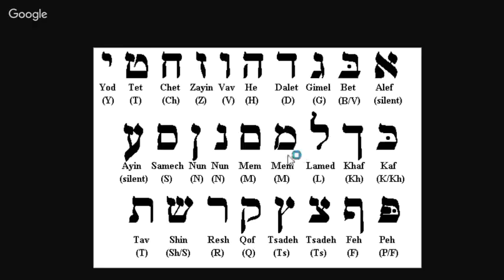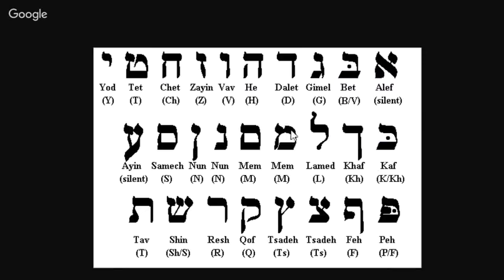Now, as you can see here, you have the Aba, Ga, Da, Ha, Wa, Za, Cha, Ta, Ya, and then you have the Ka. This is the final Ka. See how it goes across the same way, but it comes straight down. This would go at the end of a word. Then you have the La, and then you have the Ma.